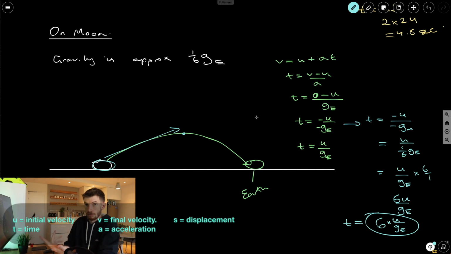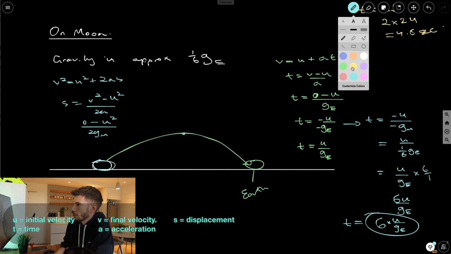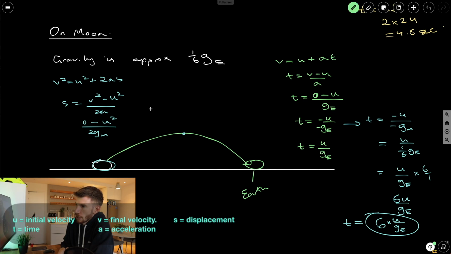And so then that could be a multi-choice question in itself, right? The next thing is, will it reach a greater height? If we think about V squared is equal to U squared plus 2AS, the acceleration or the gravity is still getting involved. S is going to equal V squared minus U squared on 2A. Again, we can put in 0 for the maximum height, so 0 velocity at the maximum height. Take away U squared on 2 times, well, I'm in blue, so I might as well go G of moon. And the other one on Earth would be negative U squared on 2 times G of Earth.